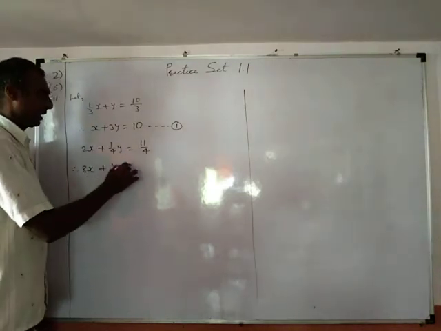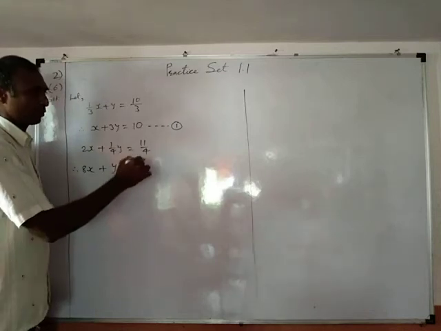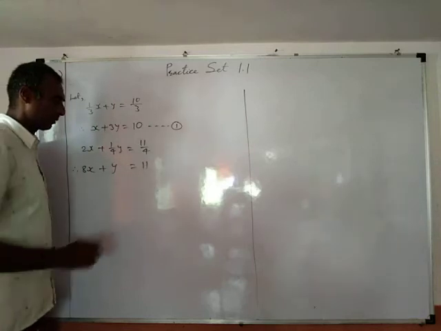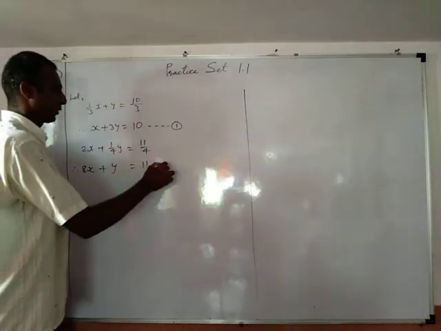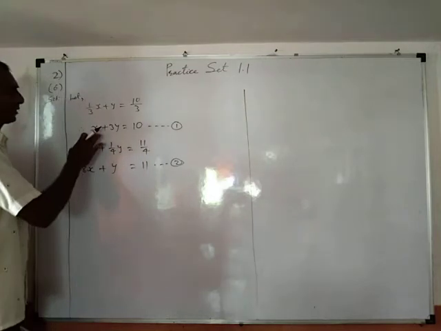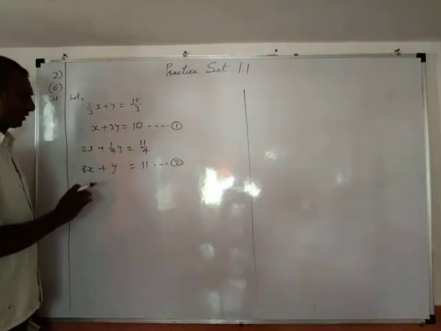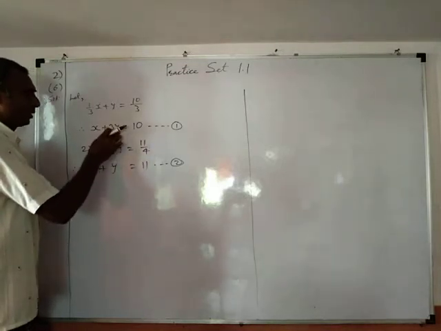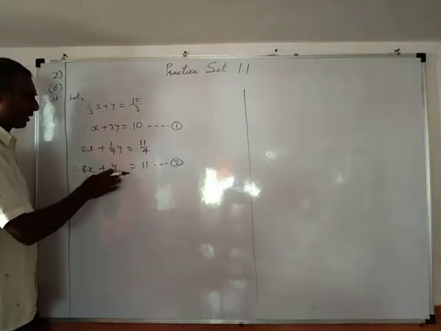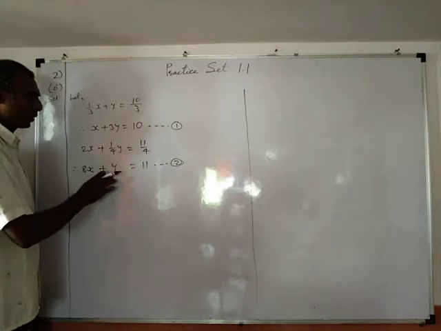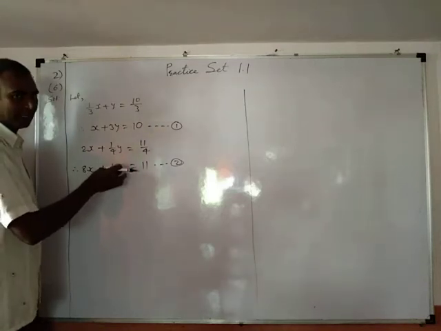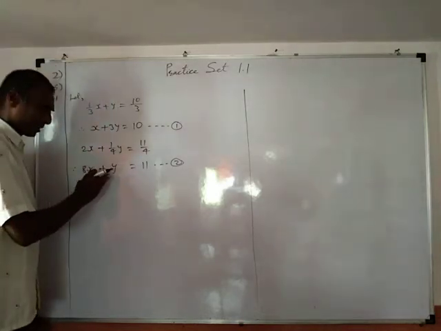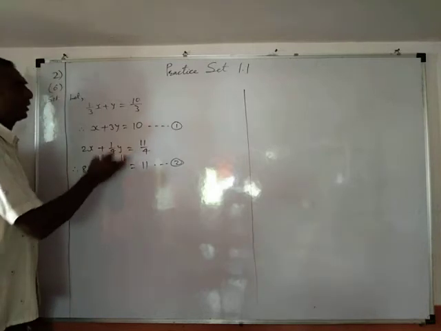It will be y equals 4 into 11 upon 4, the 4s cancel, giving 1 into 11, and 1 into 11 is nothing but 11. Let's call it equation second. Now here equation first is x plus 3y equal to 10 and equation second is 8x plus y equal to 11. Here the coefficient of y is 3 and here the coefficient of y is 1. It is easy to convert 1 to 3 by multiplying with 3.